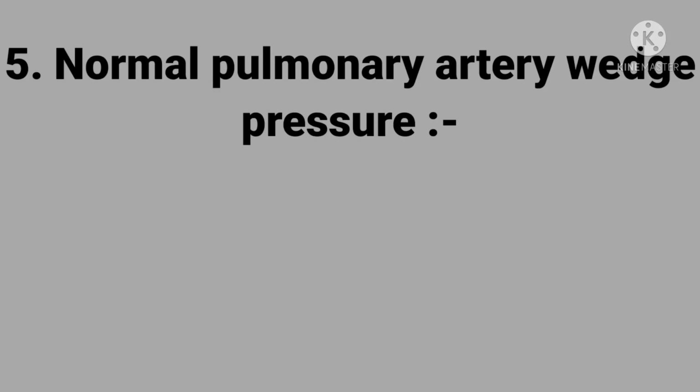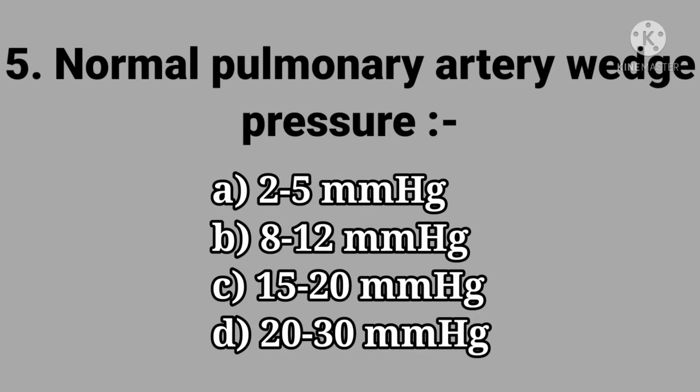The next question: normal pulmonary artery wedge pressure. The options are 2 to 5 mm of Hg, 8 to 12 mm of Hg, 15 to 20 mm of Hg and 20 to 30 mm of Hg. Normal pulmonary artery wedge pressure, and the answer is 8 to 12 mm of Hg.